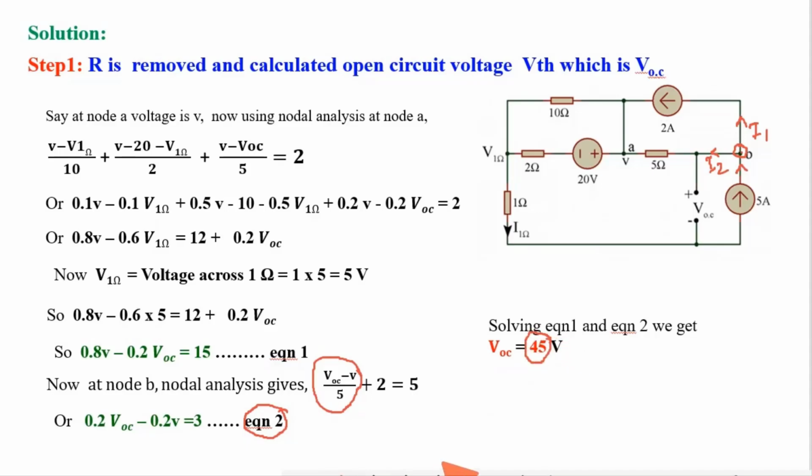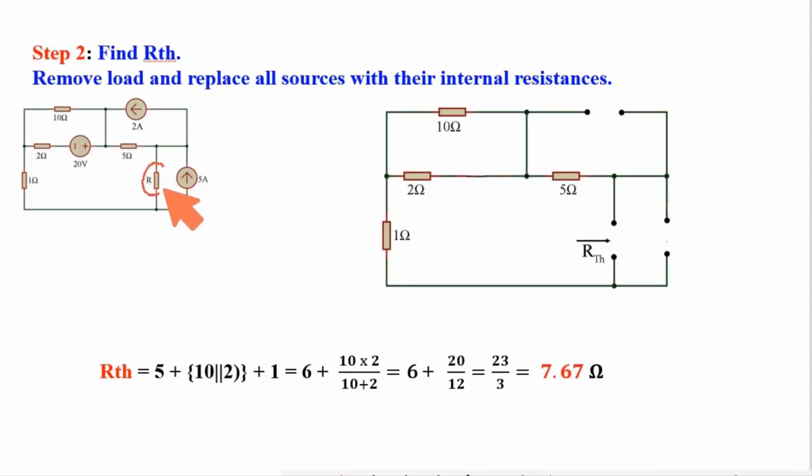If you face any problem, to make it clear, just pause the video and try to understand. Now to find RTH, open this load resistance. Say this is open, the current source is open, this current source is open, and this voltage source is short. So ultimately this is the combination of resistances to get this RTH.